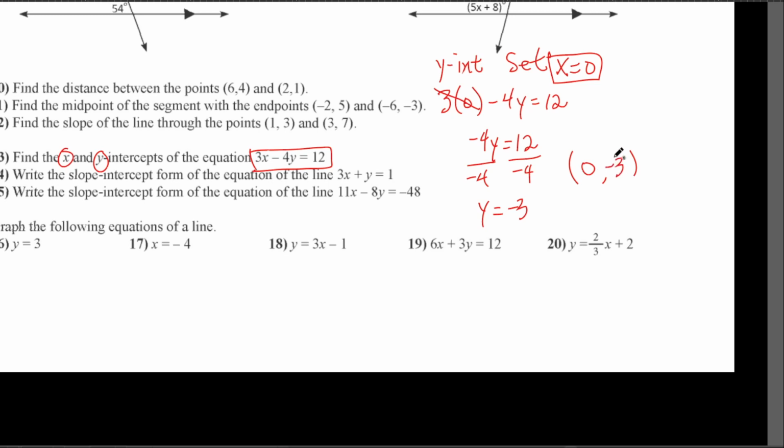So I got two answers. What was that first one? 4, 0, and then 0, negative 3. Both of those have to be part of your answer to get that correct. Everybody good with that? All right.